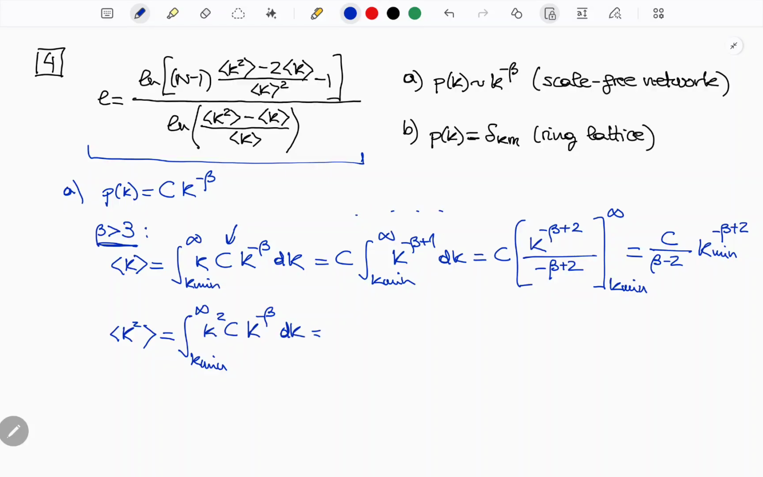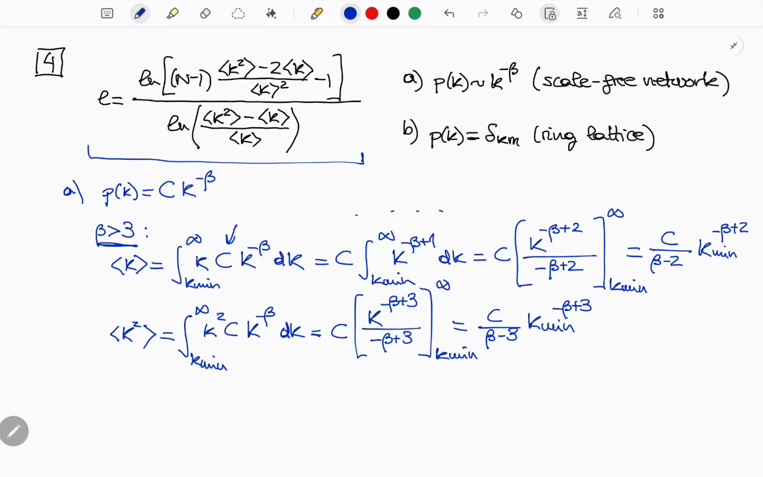I'm going to skip this part and go to the final part, which is c times k to the minus beta plus 3 divided by minus beta plus 3, again evaluated at k min and infinity. In this case, since beta is greater than 3, the exponent is negative, so I'm going to have c divided by beta minus 3, k min to the power of minus beta plus 3. Now I'm going to use these two values in order to calculate the characteristic path length.